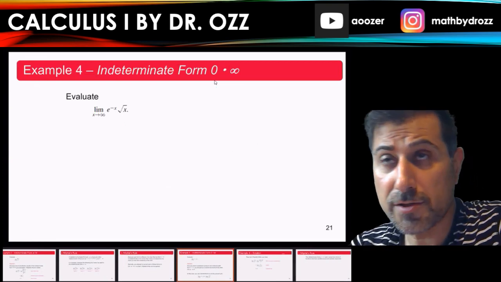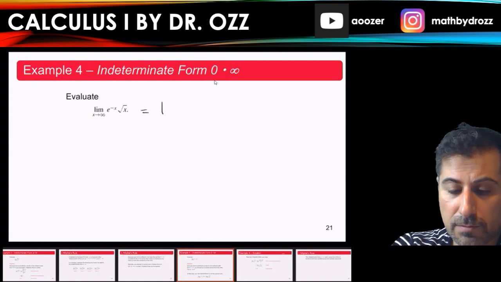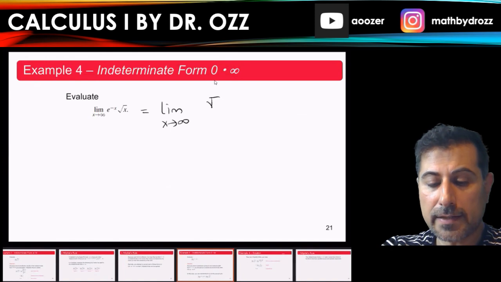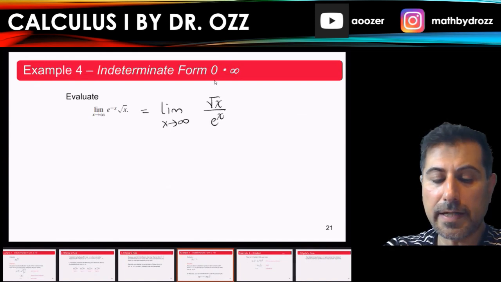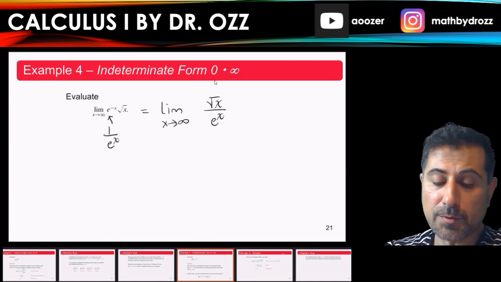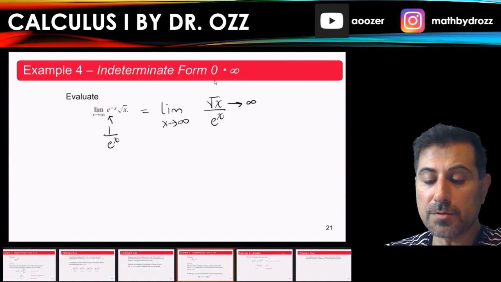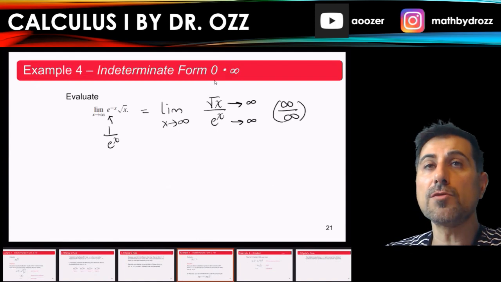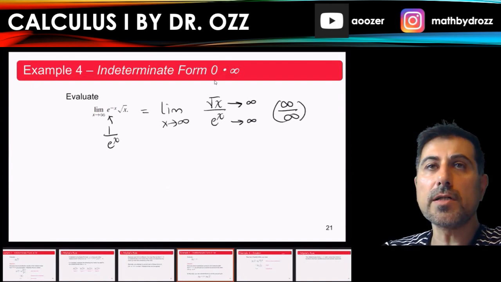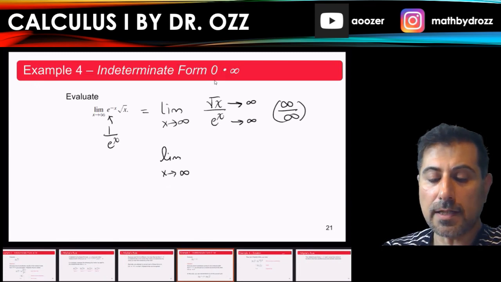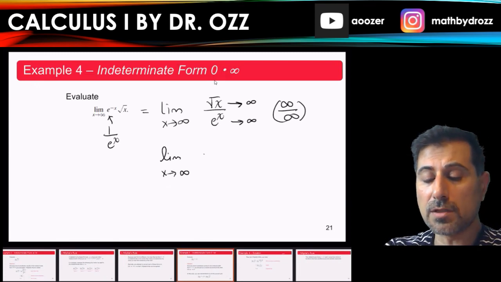Now I'm just going to rewrite this expression as radical x divided by e to the x, because e to the minus x is equal to 1 over e to the x. So now, as x approaches infinity, this term approaches infinity as well as this term. So now I have infinity over infinity type indeterminate form. In this regard, I can go ahead and use the L'Hopital's rule, which essentially says take the derivative of the top and take the derivative of the bottom.